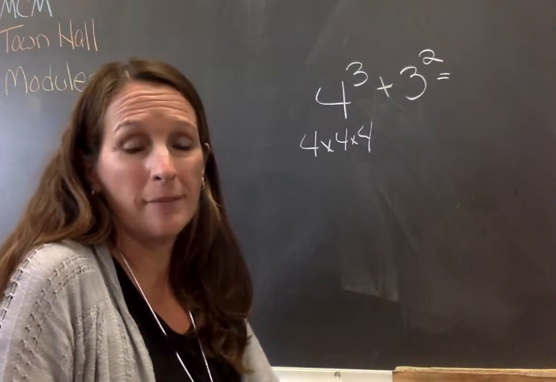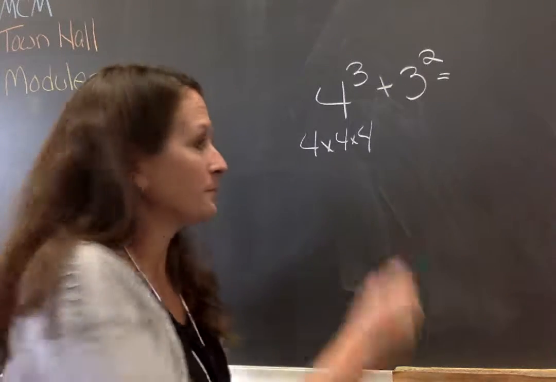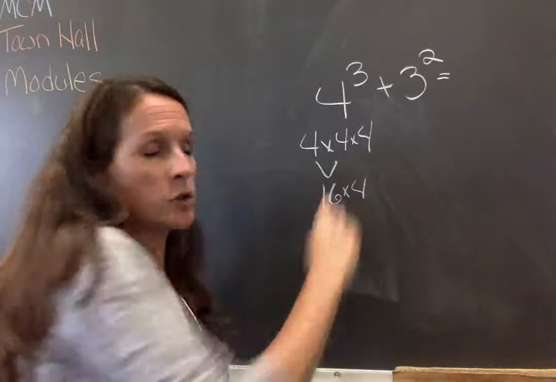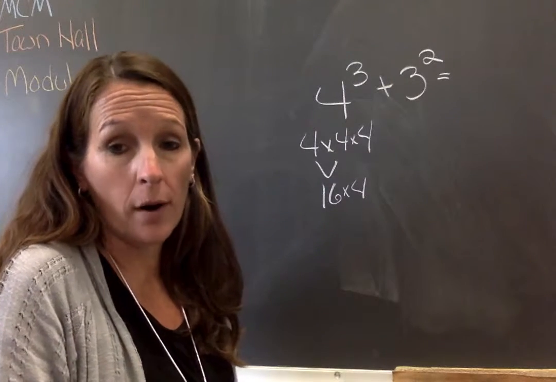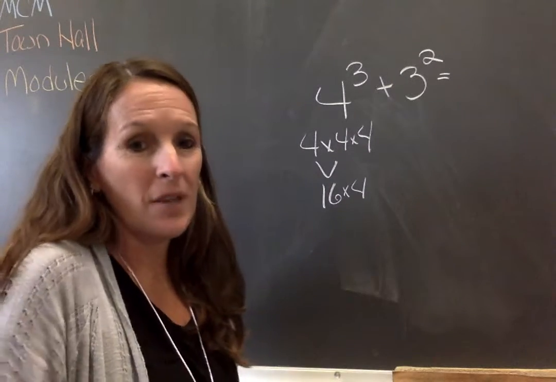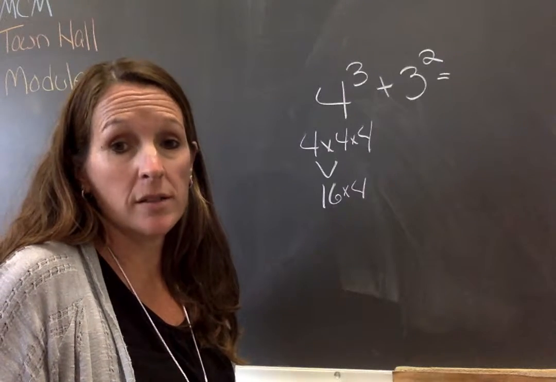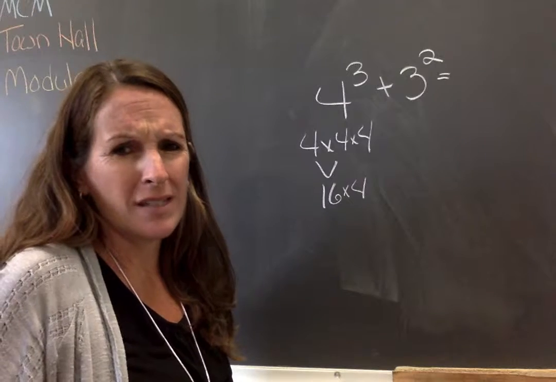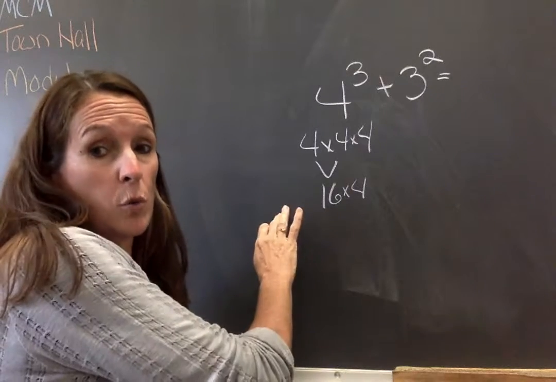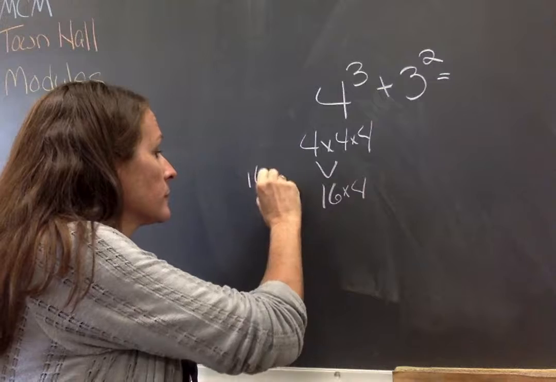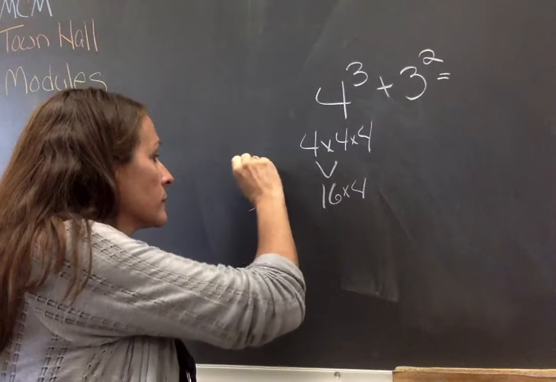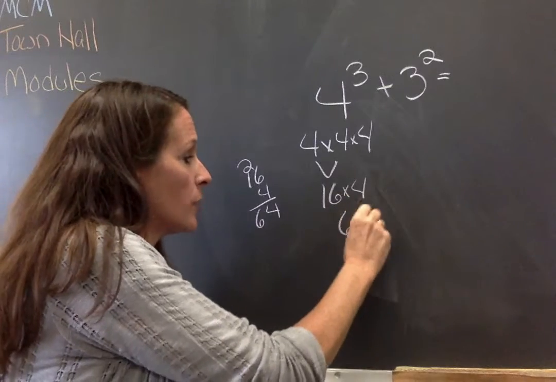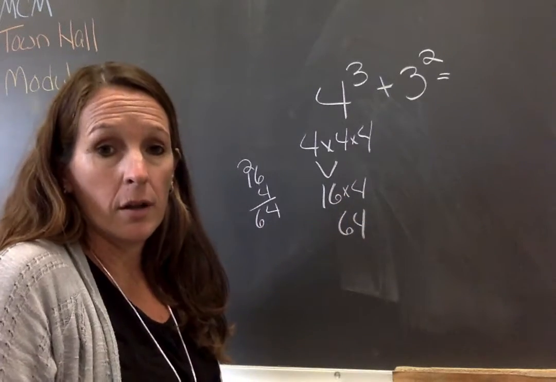So 4 times 4 is what? 16. I bring down the multiplication sign and I bring down the other 4 because I didn't do anything with them. And then I have to figure out what 16 times 4 is. Remember, you're allowed to use a calculator on this. If you're not using a calculator, do the work off to the side. 4 plus 2, 6. So 16 times 4 is 64.